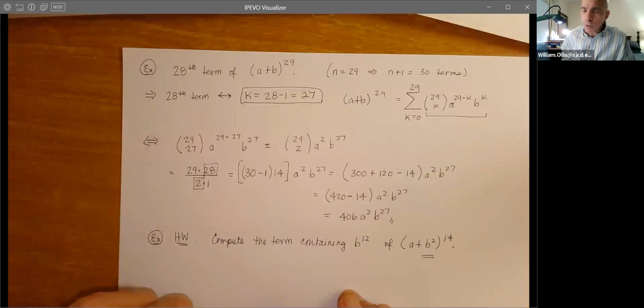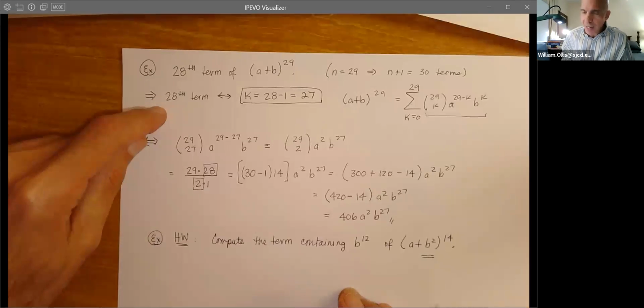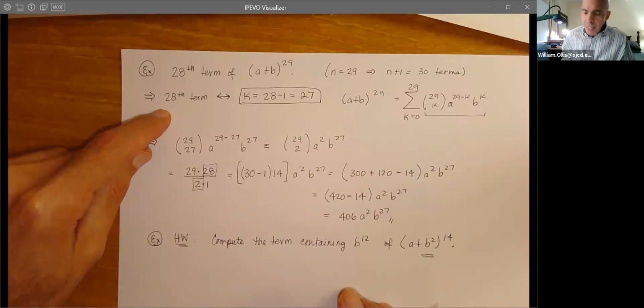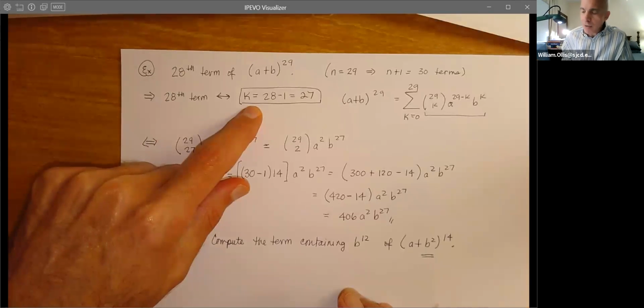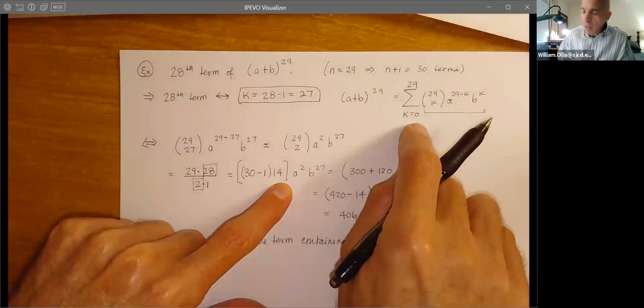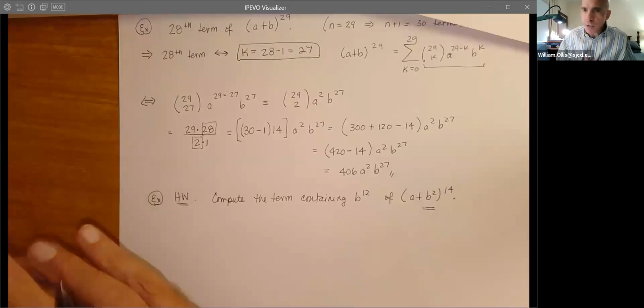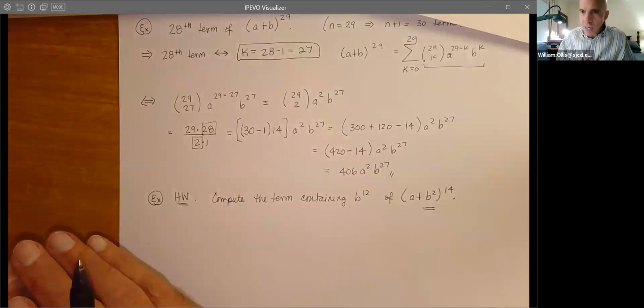So you get the value of k directly. Here you had to kind of work for it. You're given the 28th term, which is actually, in this case, k equal 27, because our theorem index starts at 0. So try this one here, and I guess if you have questions for that, please come to my office hours.